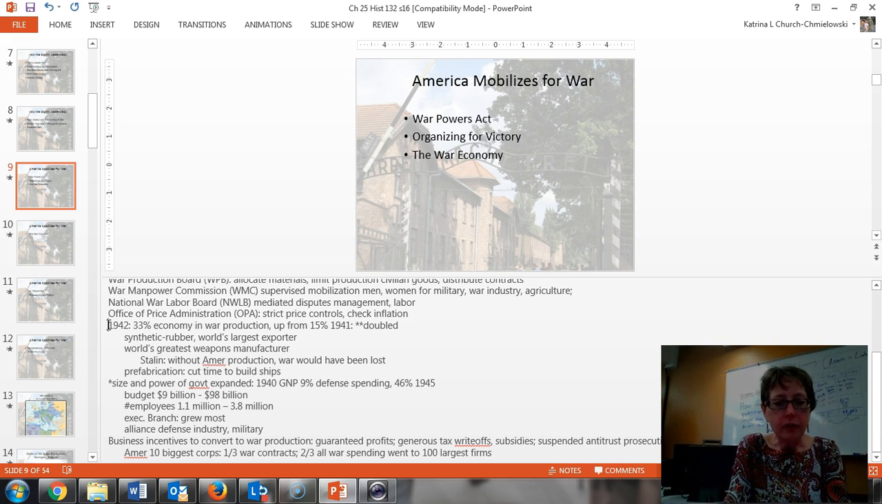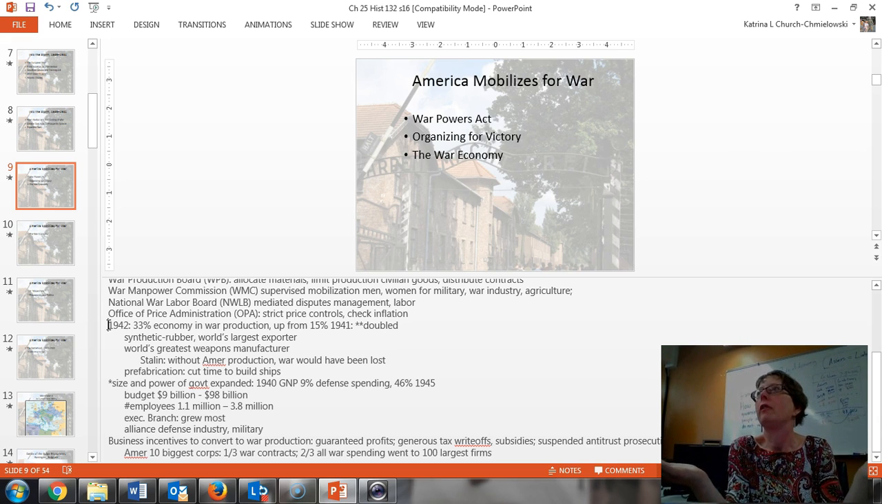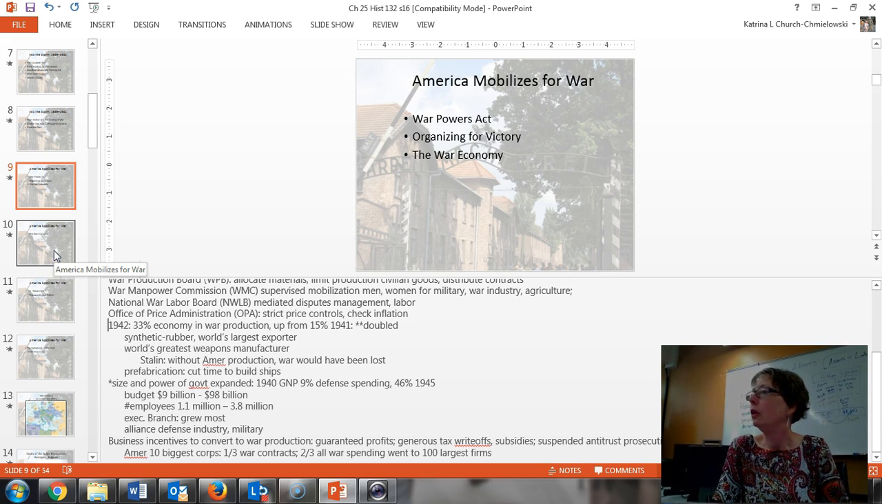So the budget for the government went from $9 billion to $98 billion. Okay? That's an incredible increase. Number of federal employees, 1.1 million to 3.8 million. So we see these numbers that are almost nonsensical, right? But it's all to support the war effort. The executive branch is the one that grew the most, okay? And again, the biggest corporations generally got the most war contracts, which at 46% of the national budget, how do you think those corporations were doing? They were doing very, very well. Yes.